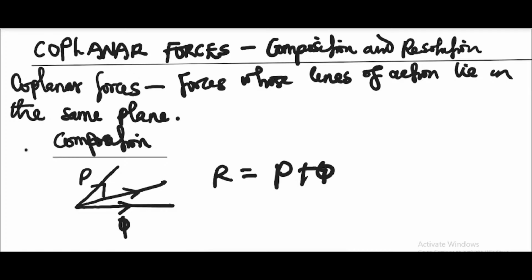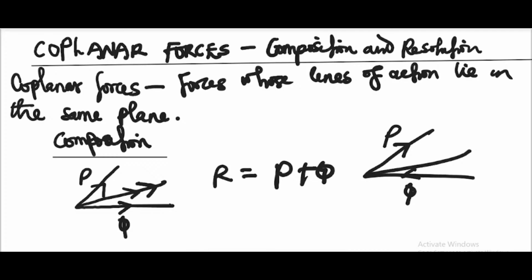So what happens when they are acting in different directions? When they are acting in different directions, let's say we have force P acting in this direction, and then let's say we have force Q acting in this direction. So the resultant becomes P minus Q. So we subtract when the forces are acting in different directions, and then we add when the forces are acting in the same direction.